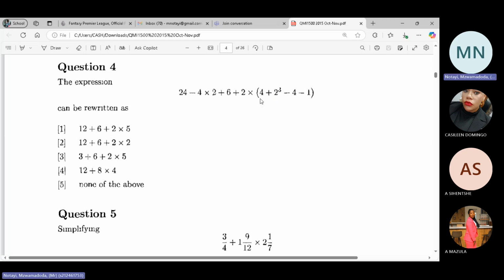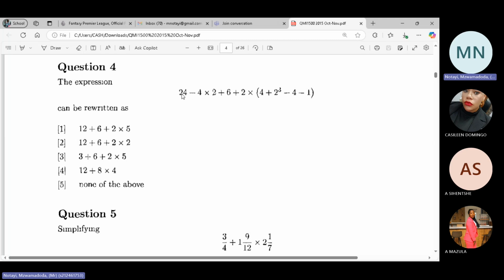So the first thing that we do, because we started with the bracket, is the exponentiation of 2 to the power 3, which becomes 8, and then plus 4 and minus 4 cancels out. So in the bracket you would be left with 2 to the power 3 minus 1, which is 8 minus 1, which is 7. So the last part of that expression is 2 multiplied by 7.